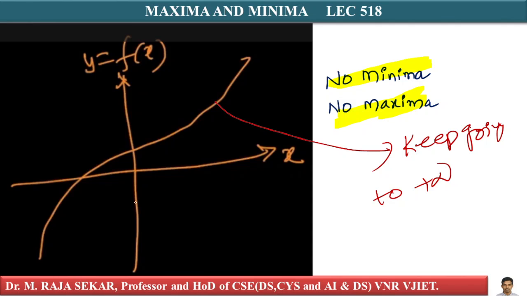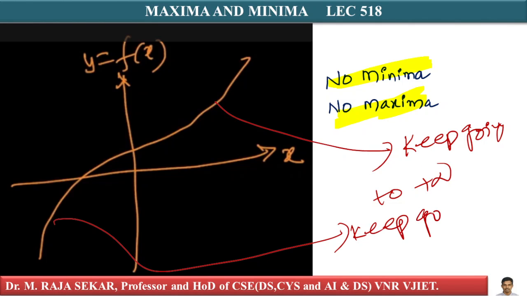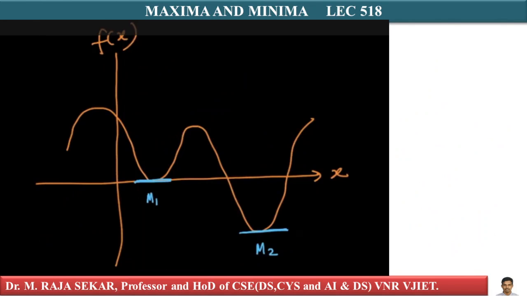plus infinity. What about this? This keeps going to minus infinity. Going to minus infinity. Even in this case, there is no maxima and there is no minima. Even this case is possible. It's not necessarily true that every function has a minimum or maximum.